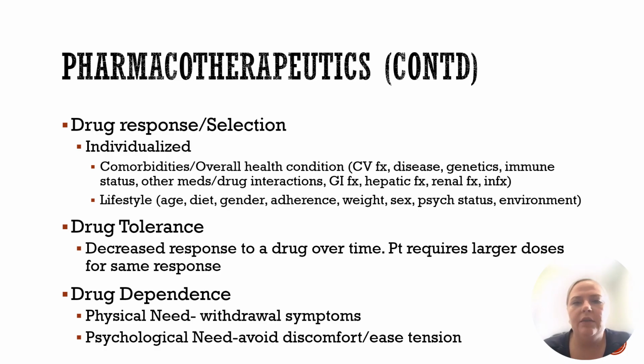Tolerance is just a decreased response to a drug over time, so the patient will require a larger dose to produce that same response. There's also drug dependence, where people develop a physical and psychological need for a medication. The physical need can result in withdrawal symptoms. So alcohol or opioid medications, if a person becomes dependent on them, can produce withdrawal symptoms if they don't receive the drug. And then the psychological need: they take it to avoid discomfort or ease tension.